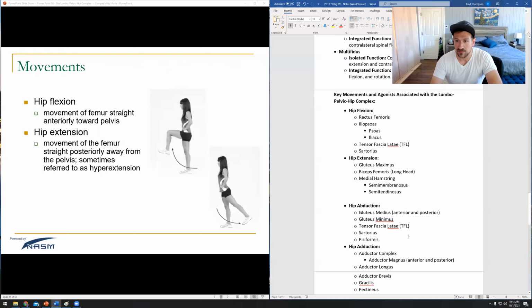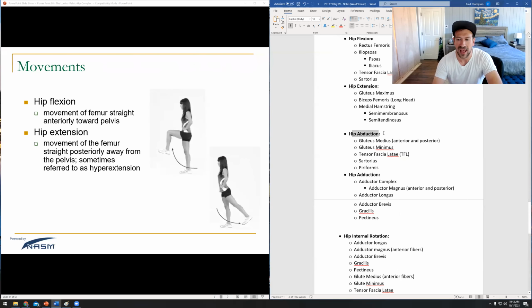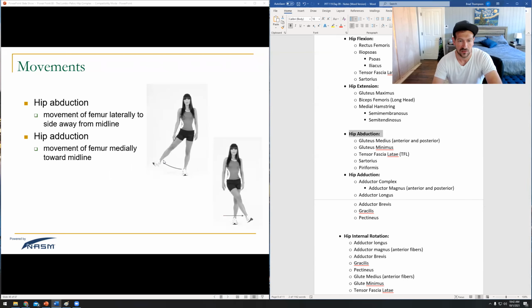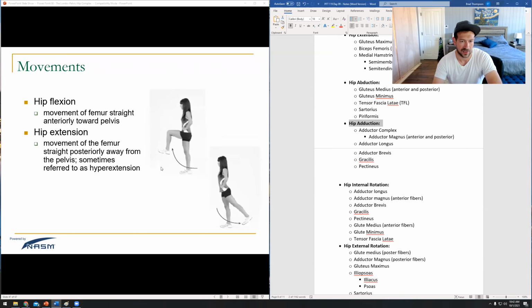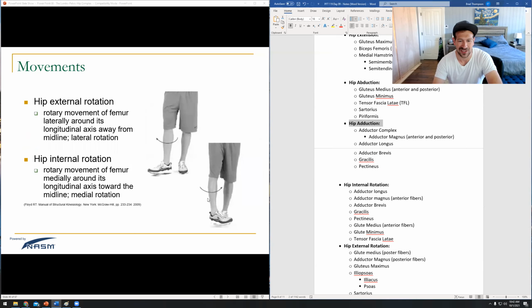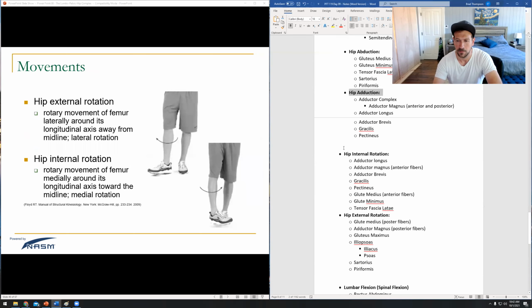All right, so let's retool it. We've got our movements. We got hip flexion and we got hip extension. So big hip flexor, that's going to go through all the movements. Then we got hip abduction versus hip adduction. We got hip internal rotation. That's turning the foot inward. And we got hip external rotation.